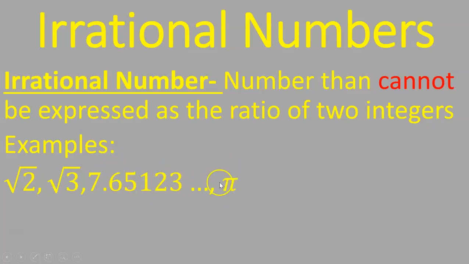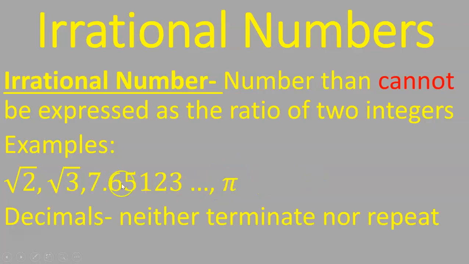Pi, you learn or will learn in geometry, is important. Constants, the ratio of the circumference divided by the diameter. That's a famous irrational number. The decimals, again, neither terminate nor repeat. There's no pattern to that, no repeating pattern. It's just the numbers will continue forever.